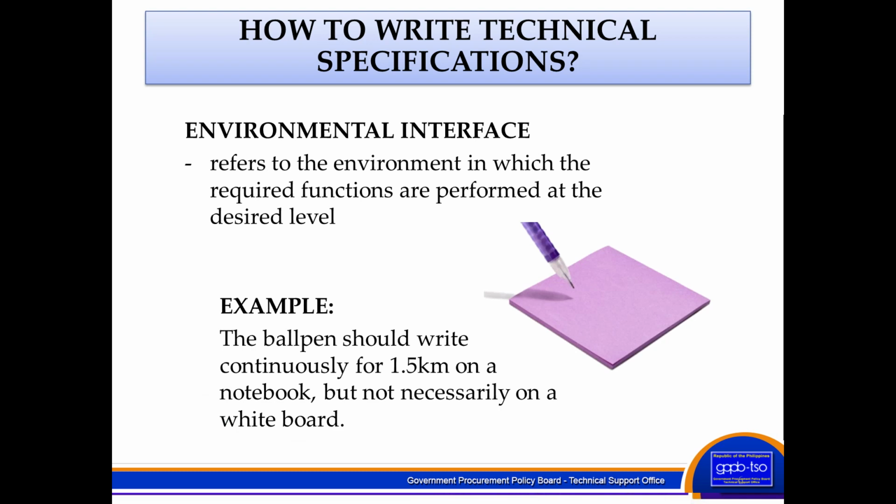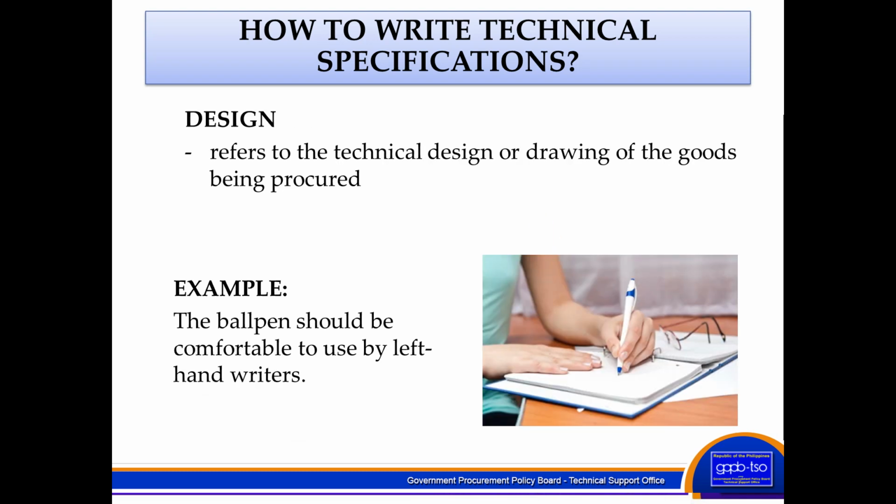And then you can refer to the environmental interface. It refers to the environment in which the required functions are performed at the desired level. For example, the ball pen should write continuously for 1.5 kilometers on a notebook, but not necessarily on a whiteboard. We can also refer to the design. It refers to the technical design or drawing of the goods being procured. For example, the ball pen should be comfortable to use by left-hand writers.